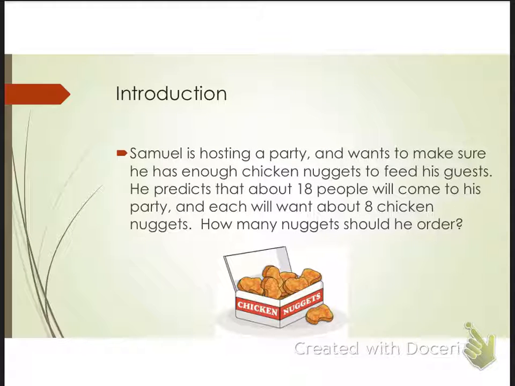So imagine this situation. Samuel is hosting a party and wants to make sure he has enough chicken nuggets to feed his guests. He predicts that about 18 people will come to his party, and each will want about 8 chicken nuggets. How many nuggets should he order?